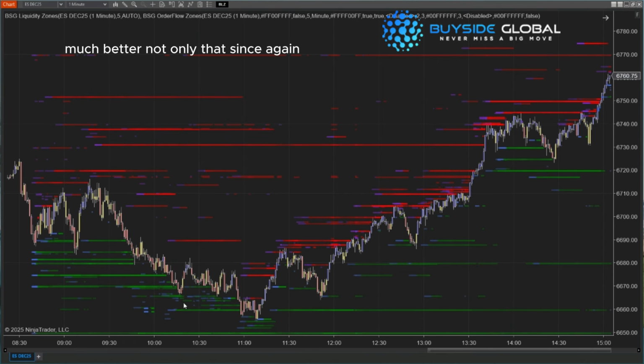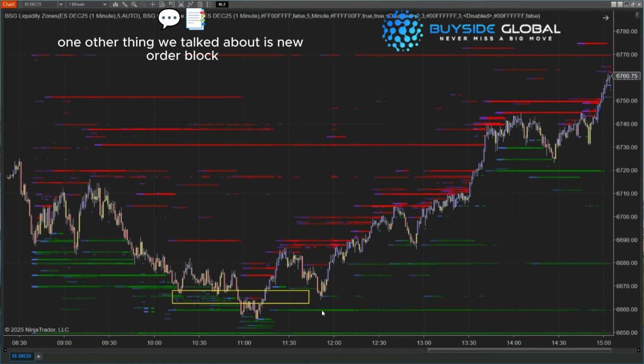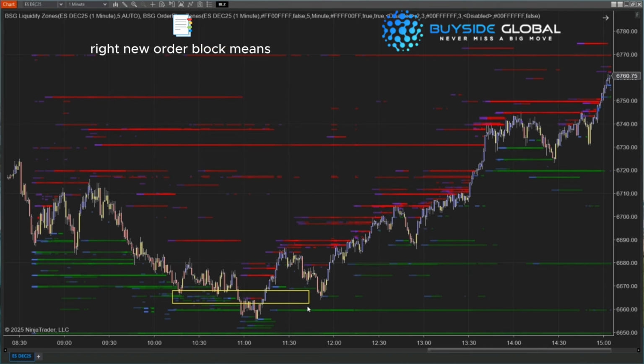Not only that, let me draw that level again. One other thing we talk about is new order block, right? New order block means buyers stepping in. In order for the price to move up in an uptrend or a little bit higher, buyers need to step in. Without buyers, price is not going to move up. That's common sense.